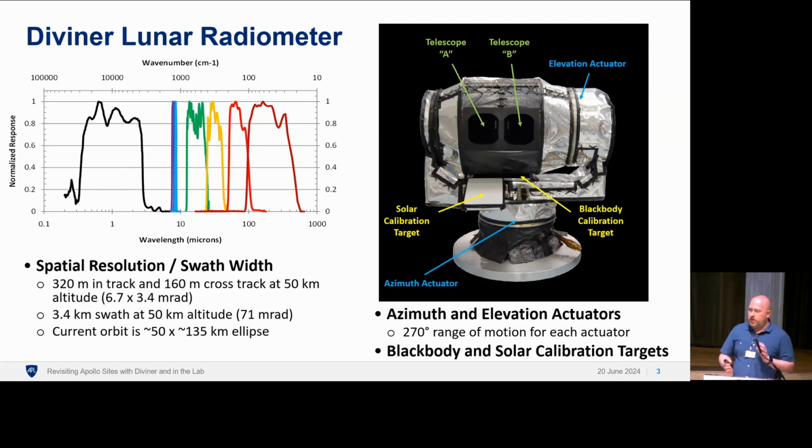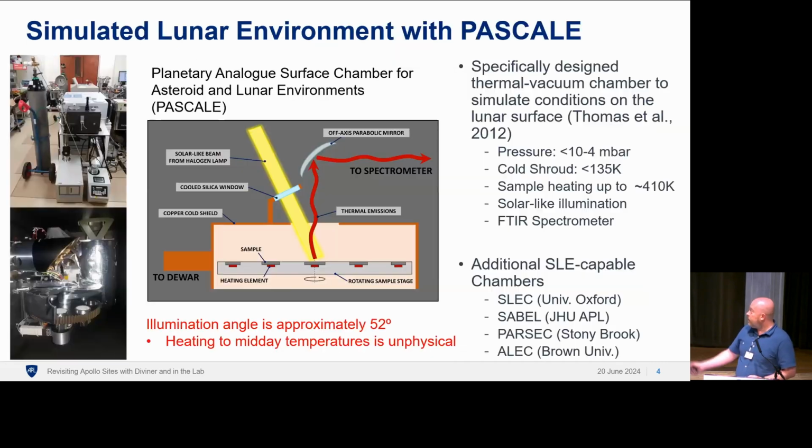And Diviner is also kind of unique in that we have the ability to articulate independent of the spacecraft. So we can actually look within 270 degrees of azimuth and 270 degrees of elevation independent of LRO. I'm not going to get into how we're really using that, but we do use that to look at the Moon at a lot of different angles and collect emission phase function information as well.